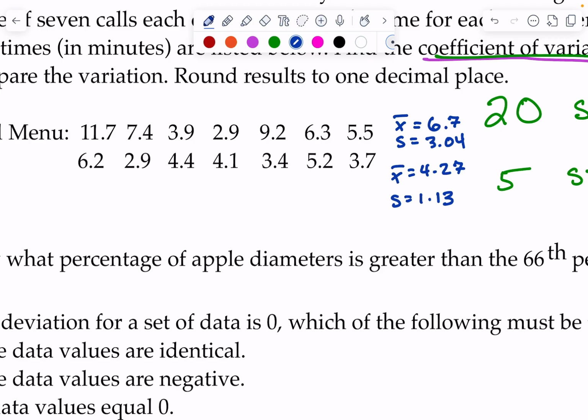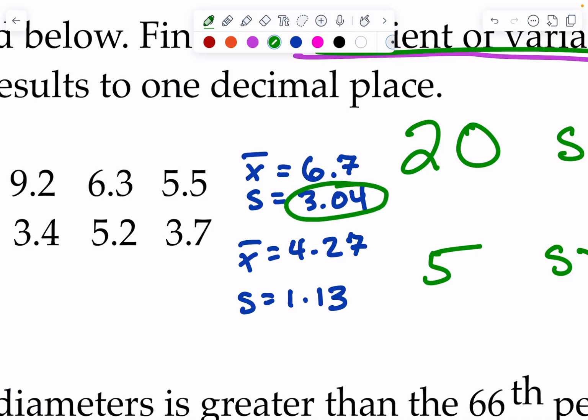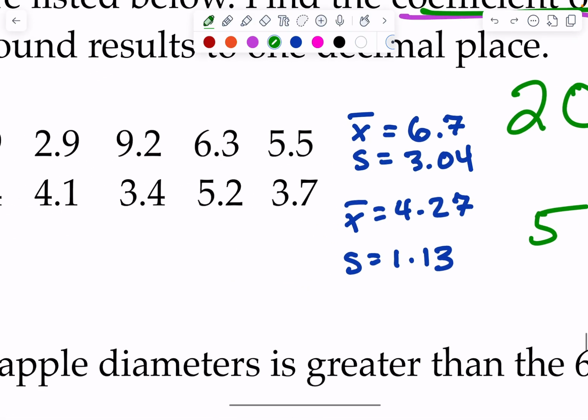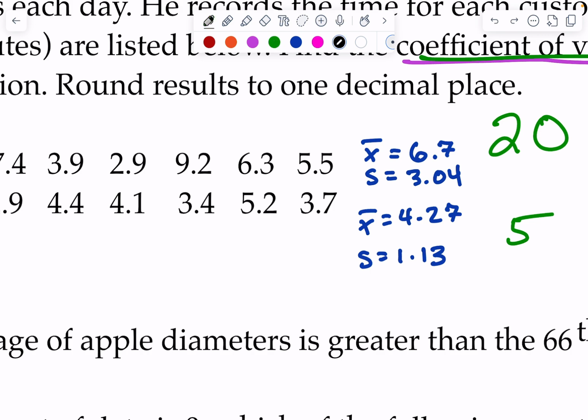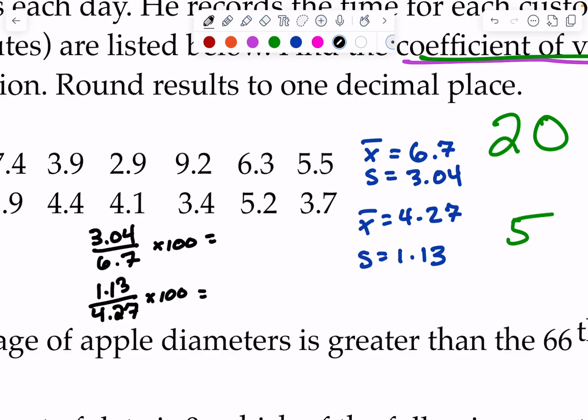Okay, so we're trying to figure out which one has more variation, right? Variation means the data is more spread apart. This one looks like it has more variation because the standard deviation is higher, but its average is higher to begin with. So it should vary more because it has a higher mean to begin with. So we're going to figure out which one has a higher coefficient of variation, or which one's data varies more. We take the standard deviation divided by the average, times 100. 1.13 divided by 4.27 times 100. And we're going to get each one of those.